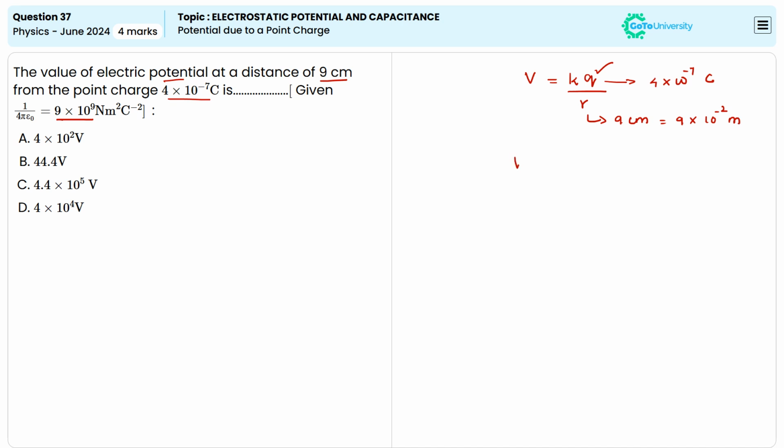So let us apply the values. So the electric potential will be equal to 9 times 10 to the power 9 times 4 times 10 to the power negative 7 divided by 9 times 10 to the power negative 2. When we are simplifying the similar terms, we will get the electric potential as 4 times 10 to the power 4 with a unit of volt. So the correct answer for this question is option D.